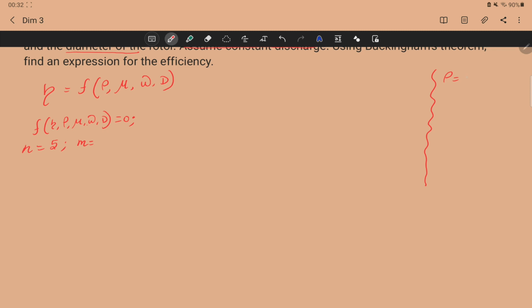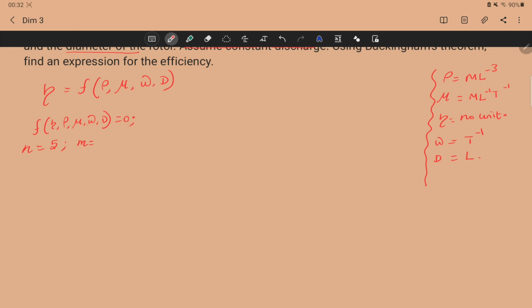So rho, what is the dimension of it? M L power minus 3. And then we have mu. What is the dimension for mu? It is M L power minus 1 T power minus 1. And then we have efficiency. Efficiency has no unit. And then we have omega. Omega is T power minus 1. And then we have diameter.